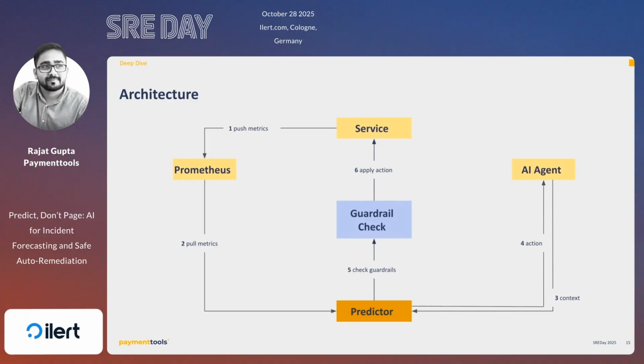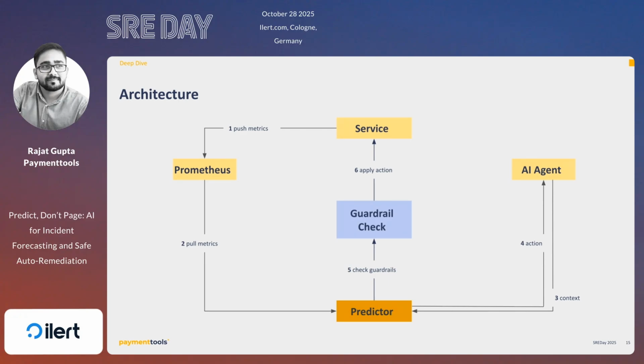We have Prometheus or our LGTM stack, and our services push their metrics to Prometheus. We have the predictor, which leverages these models, and it pulls data from Prometheus. It verifies against those guardrail checks whether I'm within my guardrails and following the rules, before the AI agent. So here's the AI agent. Sorry, I skipped that part.